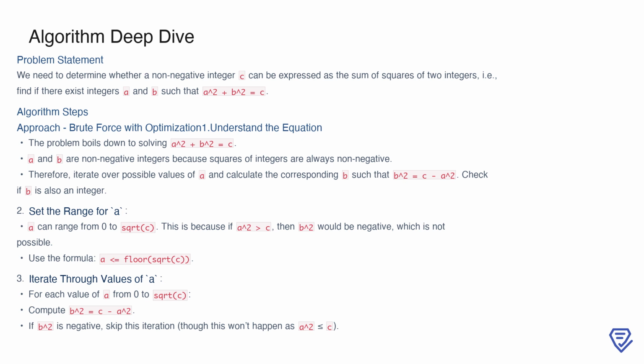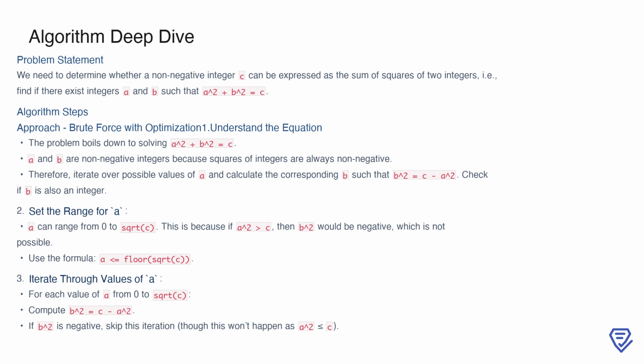Since squares of integers are always non-negative, both a and b must also be non-negative. We can iterate over possible values of a and calculate the corresponding b by solving for b^2 = c - a^2. However, we must ensure that b^2 is a valid square, meaning b must also be an integer. To optimize this process, we can set the range of a.